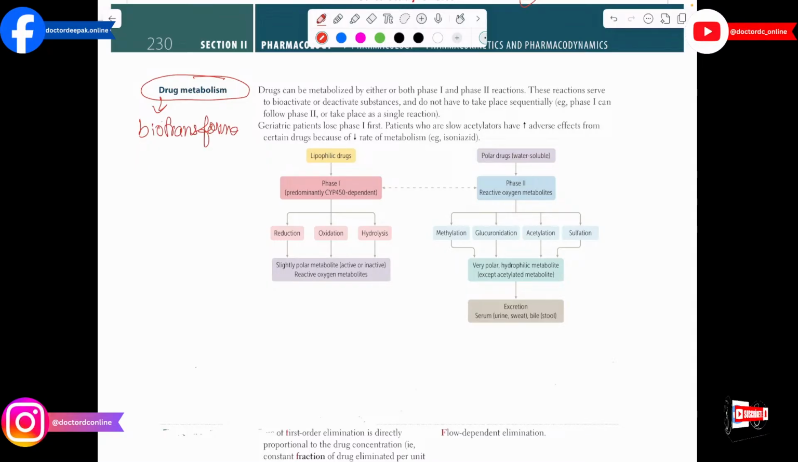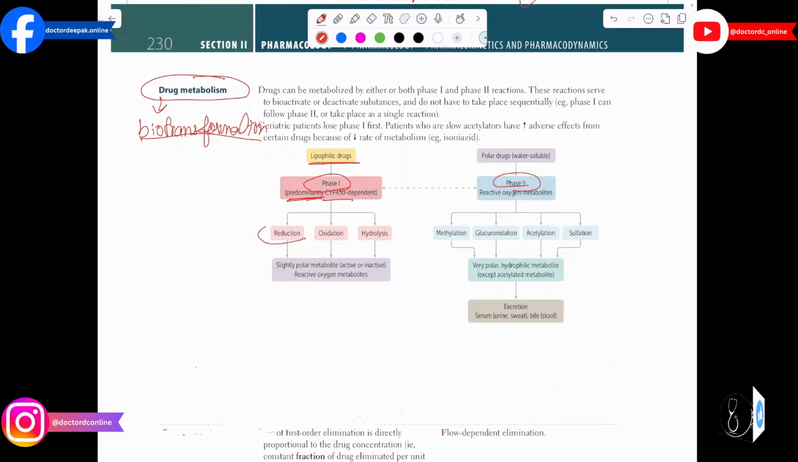Biotransformation of drug usually converts lipophilic drugs to hydrophilic products. It creates water-soluble metabolites for excretion. These reactions are classified as phase 1 and phase 2. In phase 1, the lipophilic drugs are converted into hydrophilic products, and it predominantly depends on cytochrome P450 enzymes.